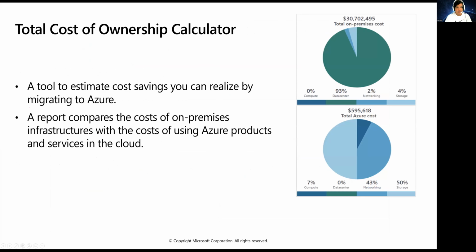Okay? Next, we have what's called the total cost of ownership. It's a tool to estimate cost savings. This is how you save money. This is the comparison between on-prem and cloud. If you're a solution architect, you need to do a presentation, presenting the difference between the two. How much is the cost of running this application on-prem in your data center, and how much is the cost of running it in the cloud. So TCO is a report which compares the cost of on-prem to Azure cloud.